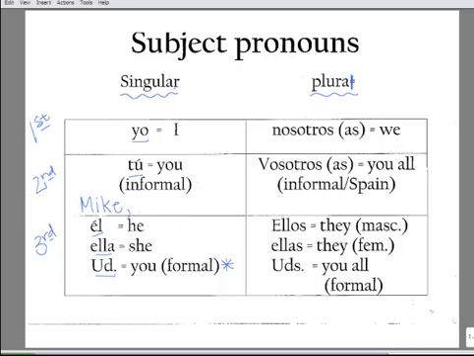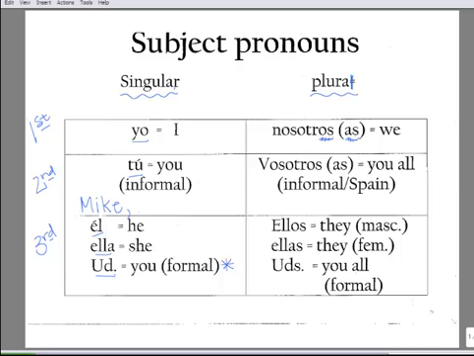Then we've got the plural subject pronouns. The first person plural subject pronoun is nosotros, if it's boys, or boys and girls, or nosotras, if it's just girls we're talking about. So if it's boys or boys and girls together, we're going to use nosotros. And if it's just girls we're talking about, that is the we, we're going to use nosotras, with an A at the end. N-O-S-O-T-R-A-S. Nosotras. And that means we.